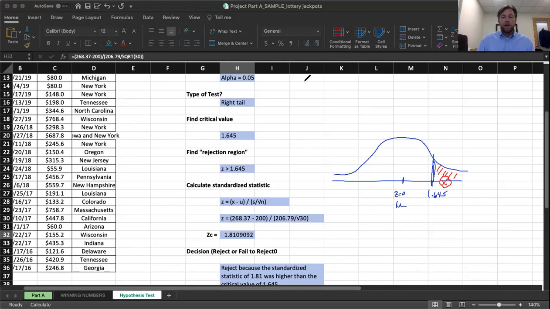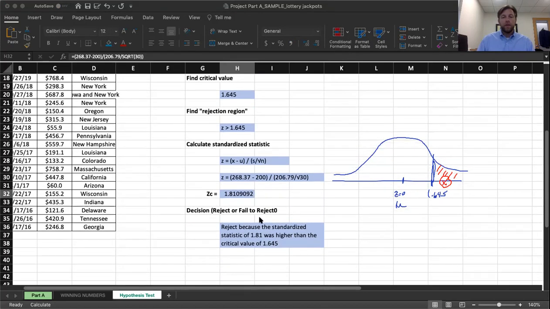So because it's higher, and because I'm right here now, I have to make my decision. Do I reject or do I fail to reject? I reject because the standardized test statistic of 1.81 is higher than, to the right of, our critical value of 1.645. So that means I reject the claim.